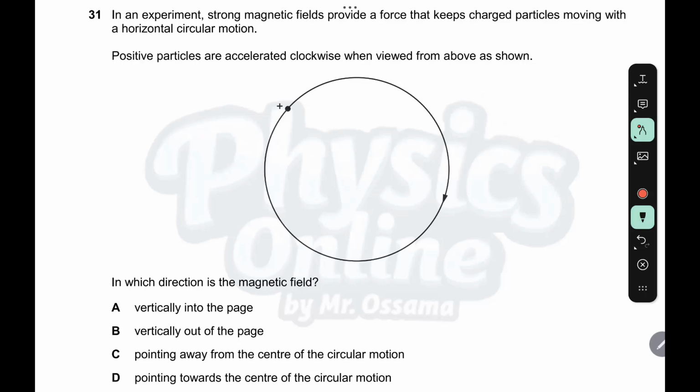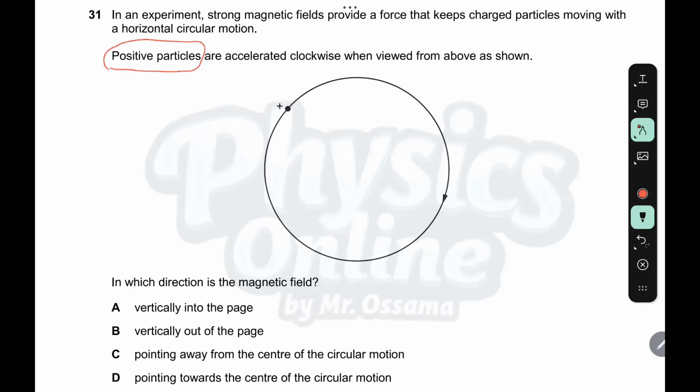In an experiment, a strong magnetic field provides a force that keeps charged particles moving in a horizontal circular motion. Positive particles are accelerated clockwise when viewed from above, as shown. In which direction is the magnetic field? So here we're talking about positive particles.